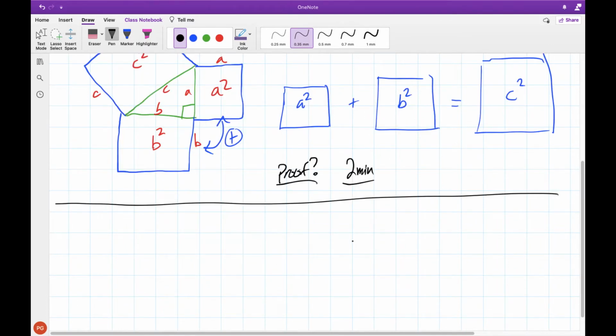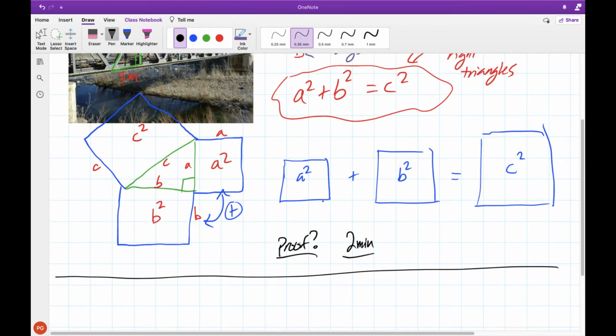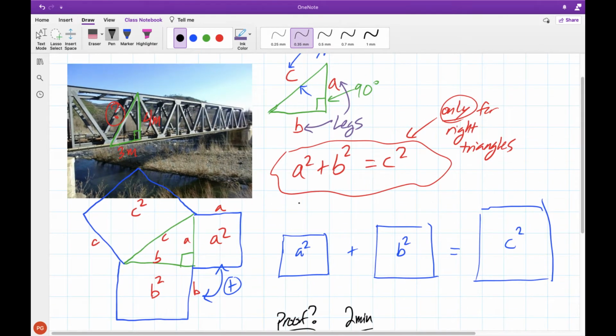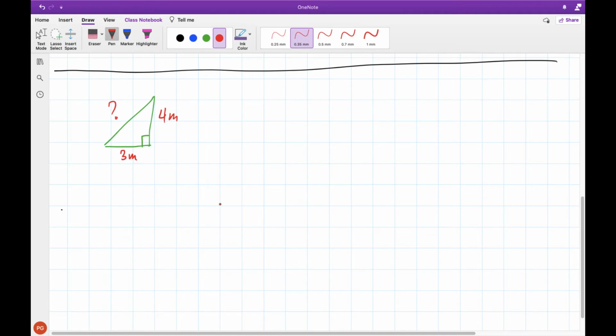For now, let's see how we can use this equation right here to solve our bridge building problem. So this was our setup for the bridge building problem, and we want to know how long we should make this steel support. The first thing that you want to do in any of these problems is to make sure that you label your sides.